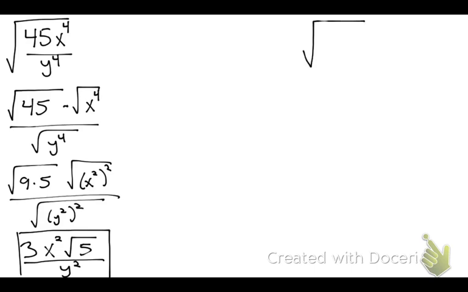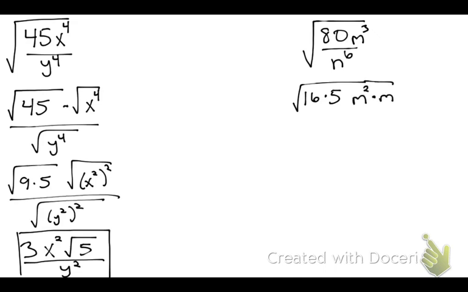The square root of 80 m cubed over n to the 6th. It's an m and an n. So we've got to break it up into parts. I'll organize myself this way. 80 is 16 times 5. And m cubed is m squared times m. And then n to the 6th, well, that's n cubed squared. Notice how I'm thinking about it maybe in a different way than you did. Your way might not be wrong.